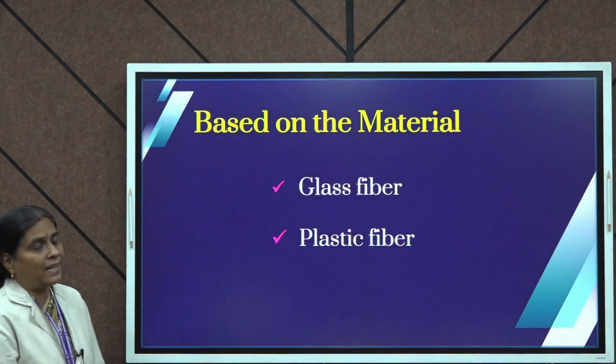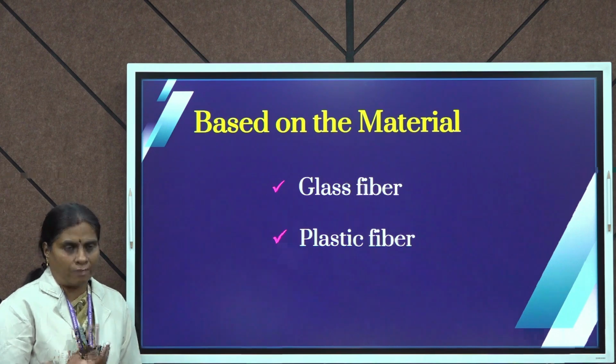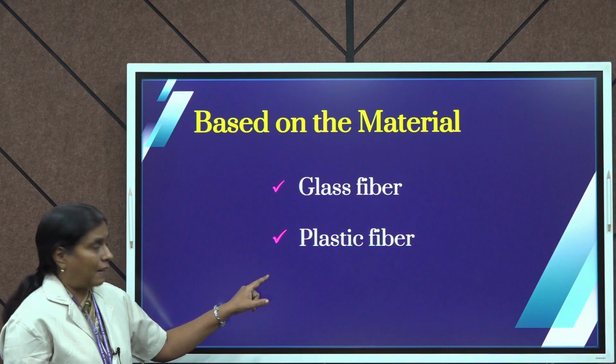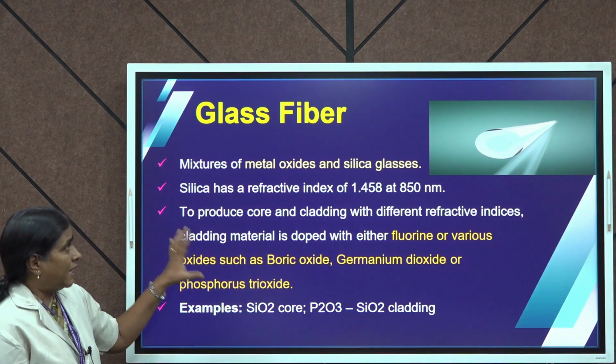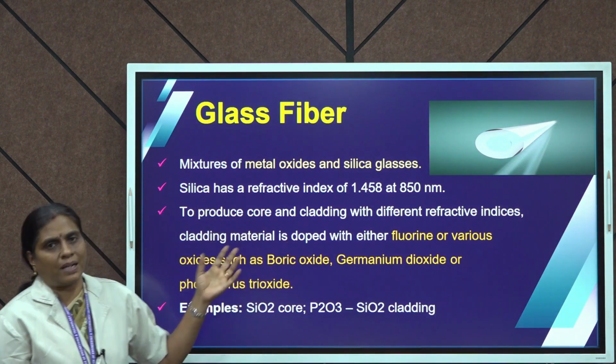Okay. So the next category is based on the material used. Based on the material used, optical fibers are classified into two categories. One is glass fiber and the second one is plastic fiber. So the first one is glass fiber. It is a mixture of metal oxide and silica glasses.